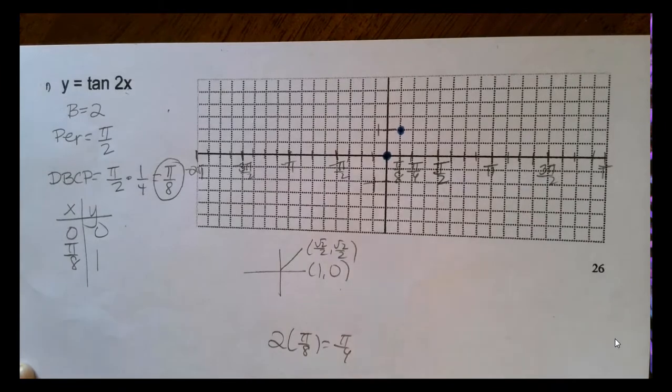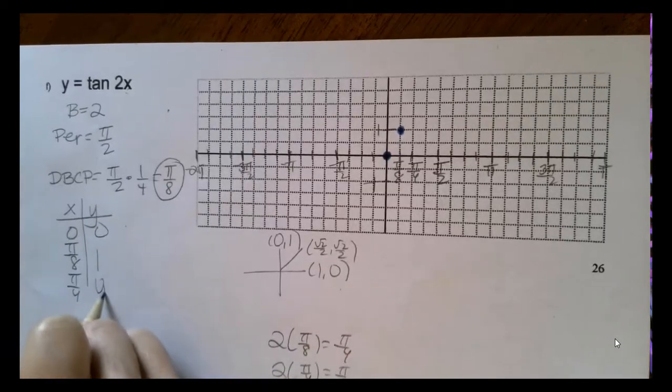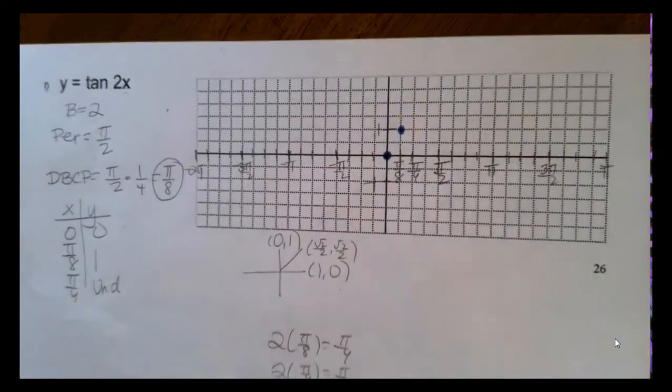And then the next thing I want to plug in is pi over 4. Well, you got to plug it in. 2 times pi over 4 is actually pi over 2. And at pi over 2, the coordinates are 0, 1, so it's undefined. So at pi over 4, it has an asymptote.